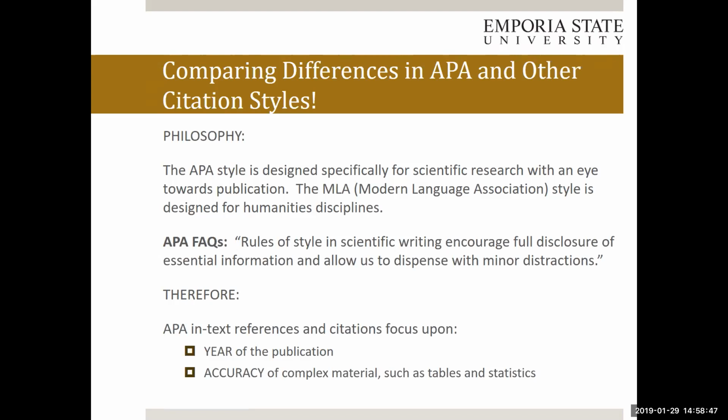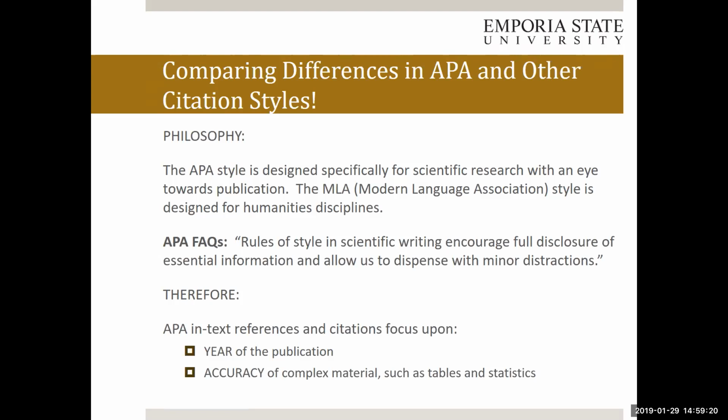The MLA style is more designed for humanities disciplines. So in English, for example, we see MLA being used quite a bit more frequently. Whereas with the social sciences, psychology, and so forth, we see APA being used increasingly frequently. There is something from the FAQs, or the frequently asked questions, from the APA site that says, rules of style in scientific writing encourage full disclosure of essential information and allow us to dispense with minor distractions.